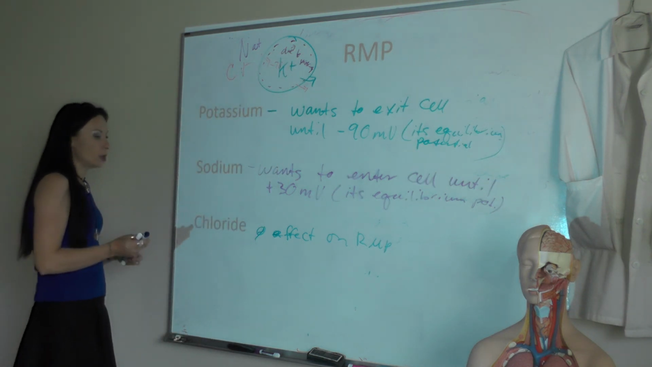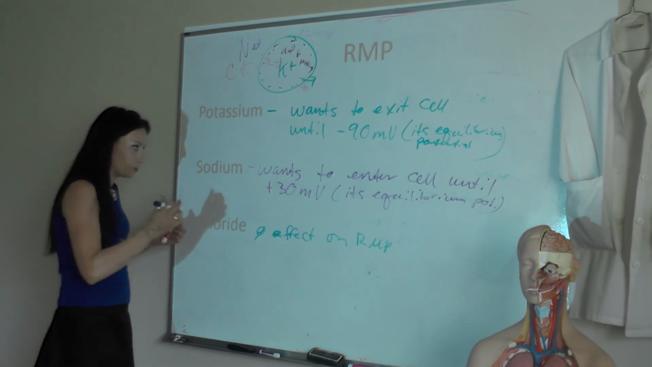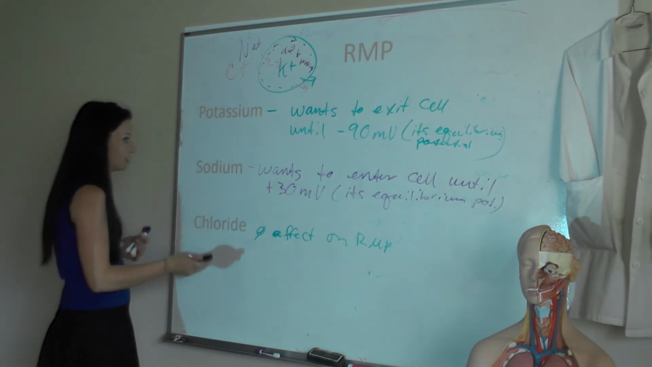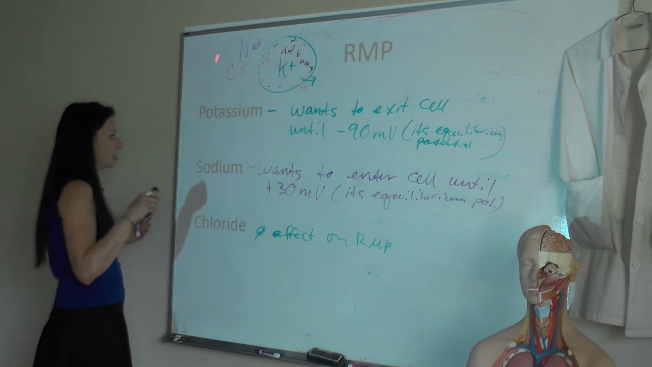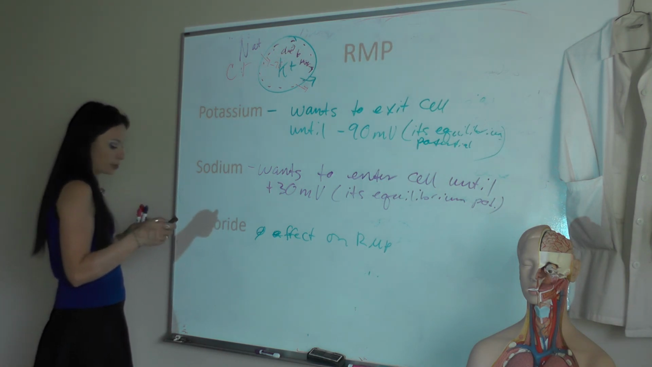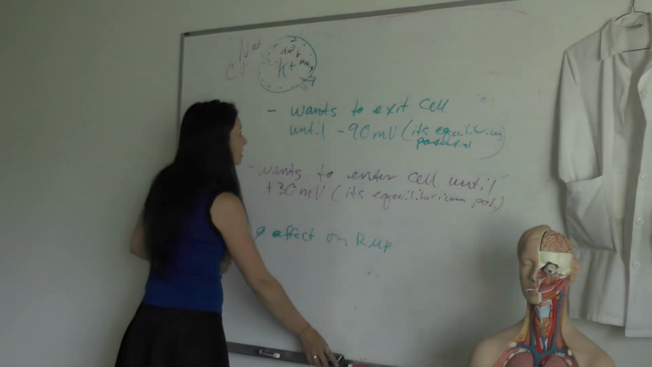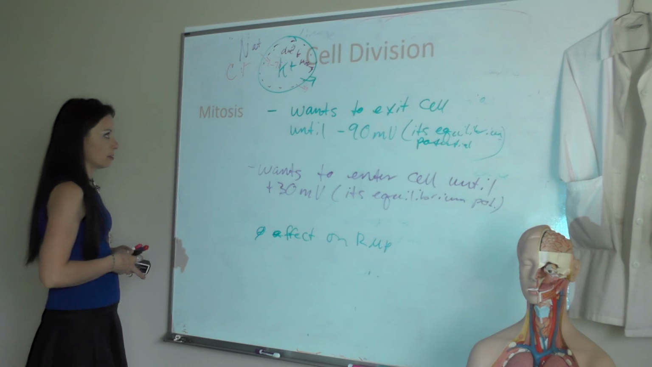So we'll look at this more when we move to neurons, but just be aware of that all of our cells have a resting membrane potential, and it's the movement of these ions in particular that's going to control it. Primarily potassium, it's the ion that has the biggest effect. So is that it? Oh, no.